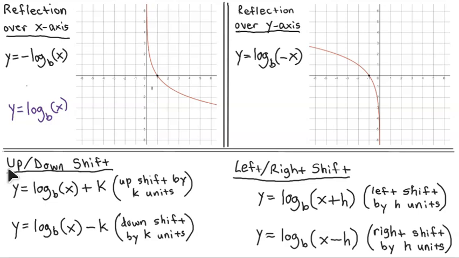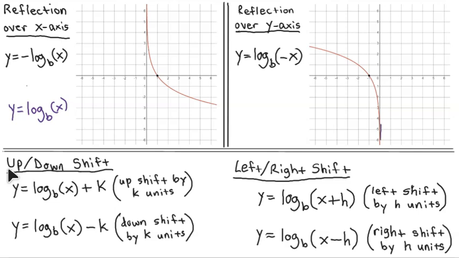And instead of going off to the right and up, it goes off to the right and down, okay? So this is a vertical reflection. This is a reflection over the x-axis. And basically the way we accomplish that is we just put a negative on the log function. So if we take negative log base b of x, that's going to flip it upside down, and it's going to be a reflection over the x-axis.